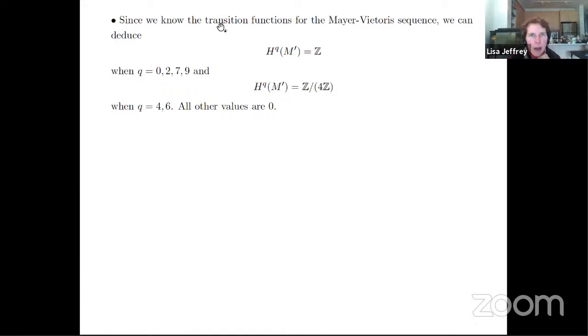So since we know the transition functions for the Mayer-Vietoris sequence, we can deduce that H2 of M prime is Z for q equals 0, 2, 7, and 9. And for 4 and 6, you get Z for 7, Z mod for Z, and all other values are 0.